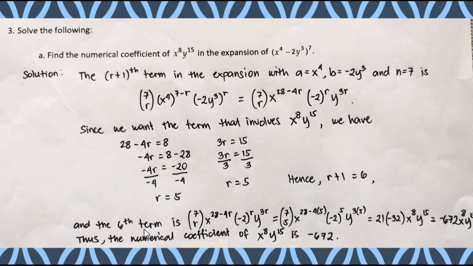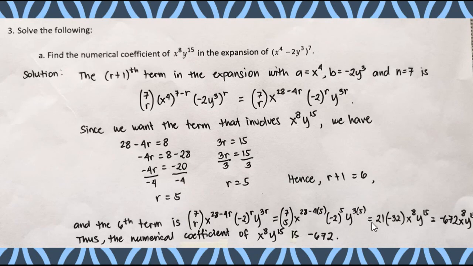And the 6th term is 7 taken r at a time, x to the power of 28 minus 4r, quantity negative 2 to the power of r times y to the power of 3r. Mga ni atong na-solve ganihan, no? That is equal to 7 taken 5 at a time. Okay. We have x to the power of 28 minus 4 times 5 since atong r is 5. So, 5 naman itong r diha. Then, negative 2 quantity to the power of 5. Y to the power of 3 times 5. Okay, so substitute na to ang atong value ni r nga 5.